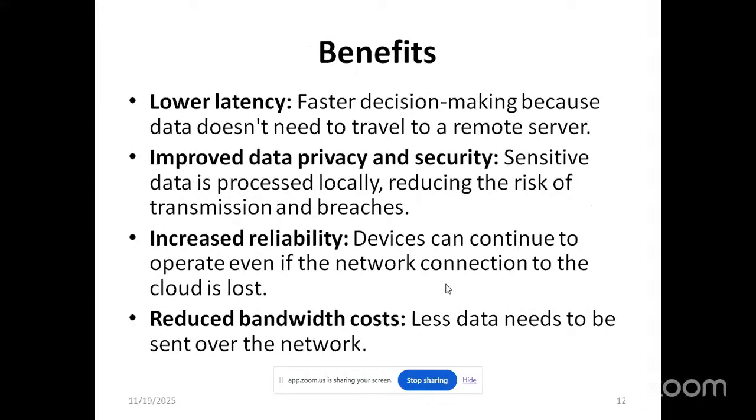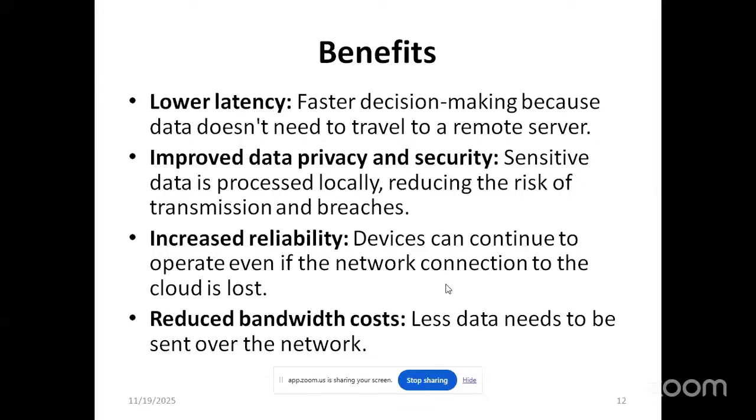What are the benefits of this system? First of all, lower latency: faster decision making, because data does not need to travel to remote servers. Second, improved data privacy and security. Sensitive data is processed locally, which reduces the risk of transmission breaches.